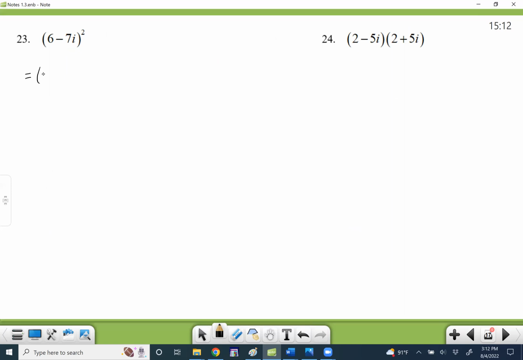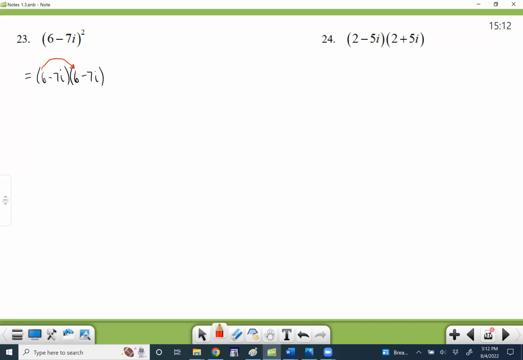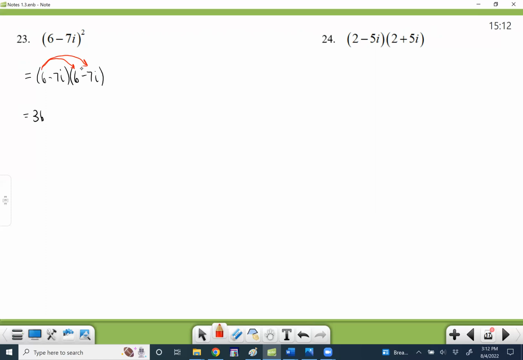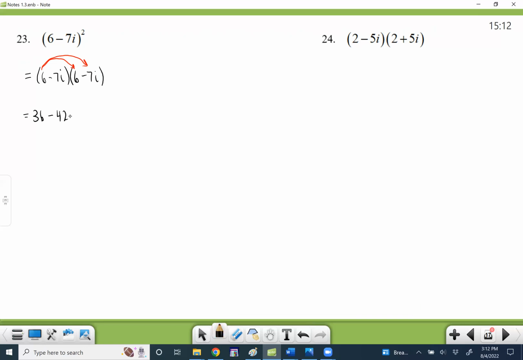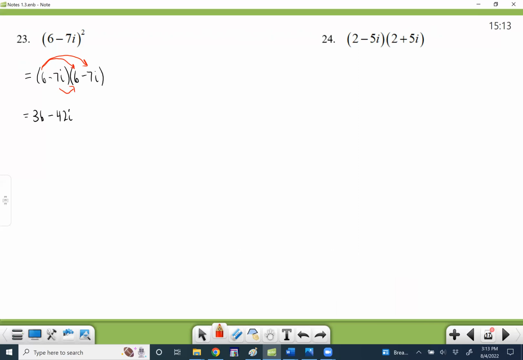All right, so let's go ahead and do this one. Now remember, squaring something means you have to write it out twice. So make sure you write it out twice, and we'll do that foiling the other way. So we got 6 times 6. Got 6 times negative 7i. So positive times a negative is a negative. 6 times 7 is 42. Negative 7i times 6. So negative times a positive is negative. Oops, still 42.